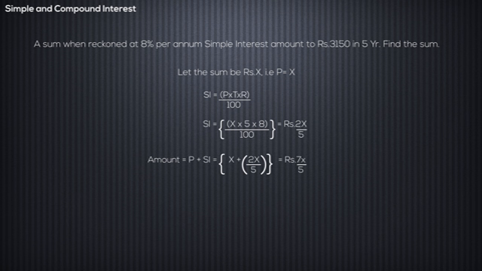The amount is calculated by adding the principal and simple interest. Hence, the total amount becomes 7x by 5. From the question, we know that the amount is Rs 3,150. Hence, solving the equation for x, we get the value of the principal to be Rs 2,250.